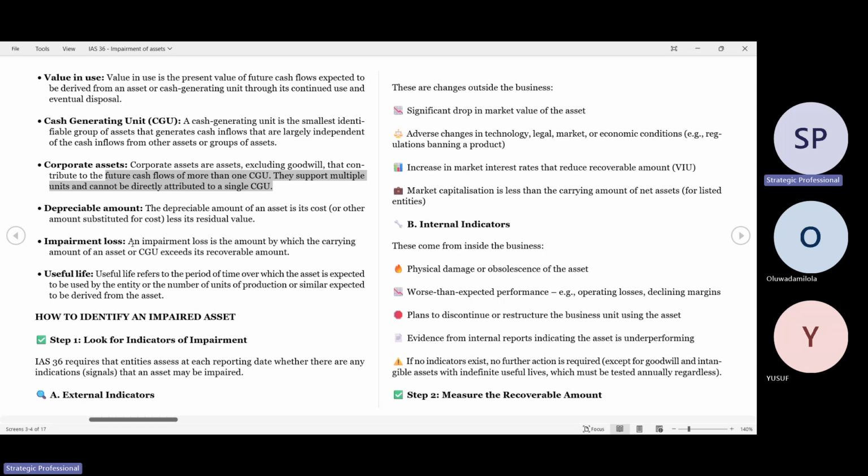Now, to the main topic, impairment loss. What is impairment loss? Impairment loss is when the carrying amount of an asset exceeds the recoverable amount of that same asset.